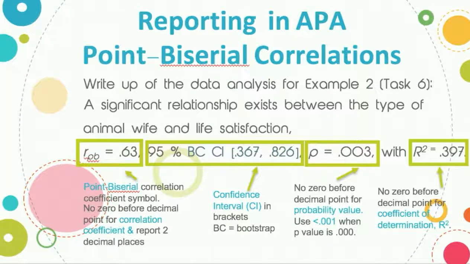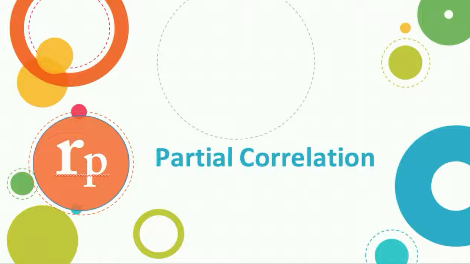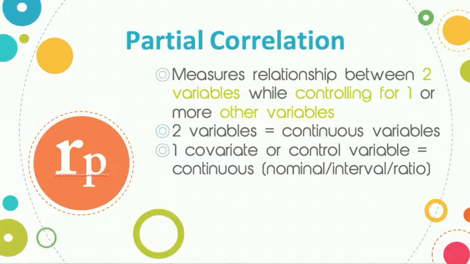Now we're going to actually switch roles and talk about the partial correlation and how we can use that type of correlation coefficient in our research. So it's important to know that the partial correlation is a measure of the strength and the direction of a linear relationship between two continuous variables while controlling for the effect of one or more variables. And typically it's continuous, but you can have it be nominal, interval, or ratio as a level of measurement depending on your research question.